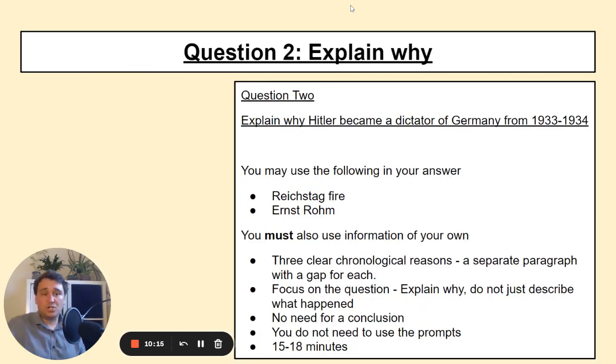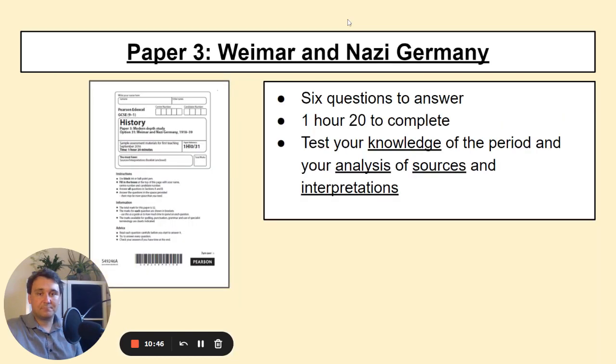So, question 2. Bear in mind, just go over this again. 3 clear reasons. Where possible, do them chronologically. It's not always possible, so if you can't work it out, don't worry too much. Focus on the question. Actually explain why something happened. Do not just describe what happens. There's no need for a conclusion for this one. You don't need to use the prompts. If you don't know what they mean, don't guess. Bring in 3 things you do know. And again, 15 to 18 minutes tops.